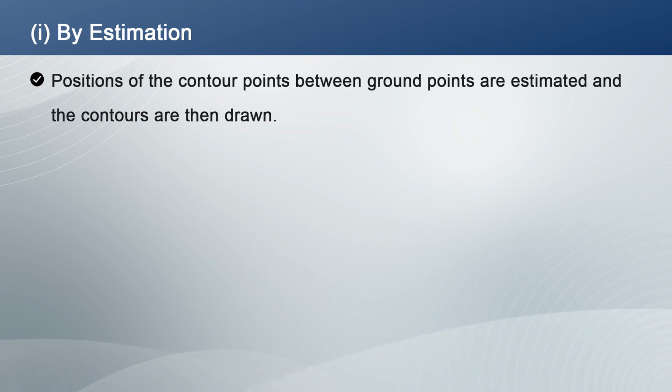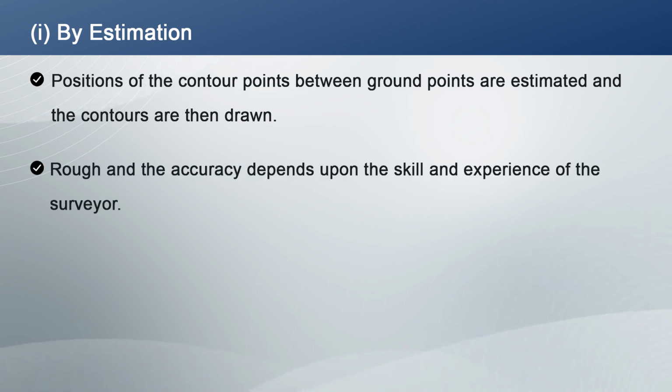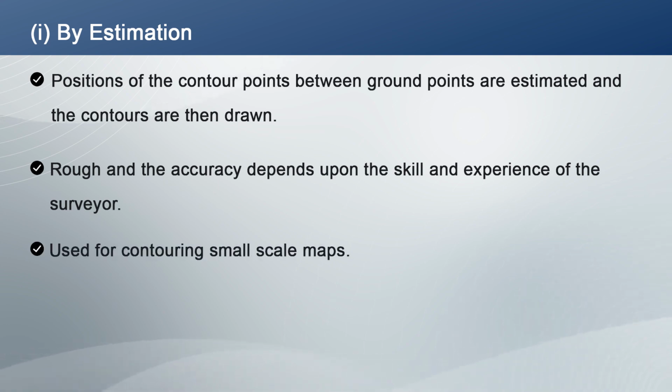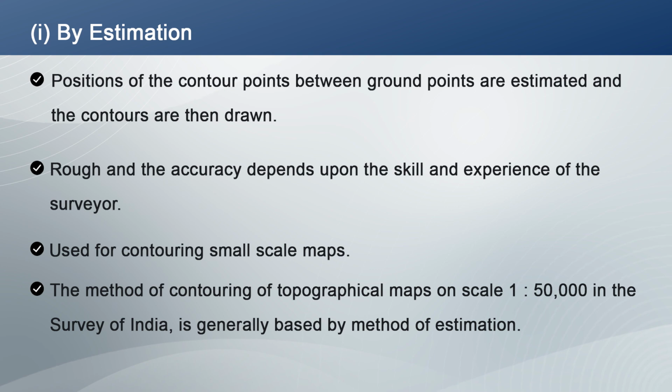The position of the contour points between ground points are estimated and the contours are then drawn through them. This method is rough and the accuracy depends upon the skill and experience of the surveyor. It is usually used for contouring small scale maps. The method of contouring of topographical map on scale 1:50,000 in the Survey of India is generally based on the method of estimation.